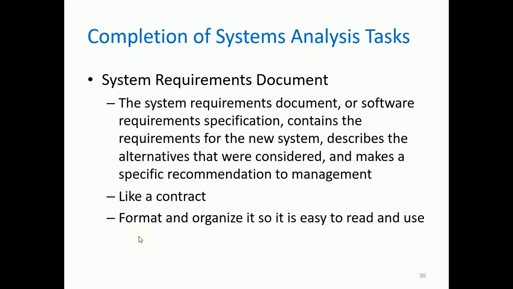Okay. Once you've done that, you already completed the systems analysis task. So by the end of systems analysis task, you will have a system requirements document. So the system requirements document or software requirements specification contains the requirements for the new system, describes the alternatives that were considered, and makes a specific recommendation to management. It is like a contract. So format and organize it so it is easy to read and use. Again, do not use highly technical jargon or highfalutin words. Just make it easier to read and understand by people of different specializations.